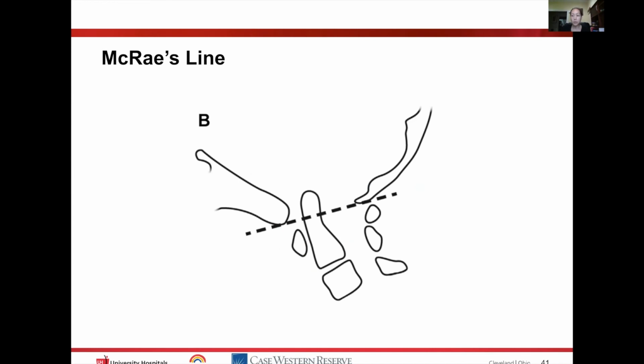So those parameters that we talked about, so McRae's line, if you draw a line at the skull base, the dens should not extend above it. So this is a sort of yes or no, it does or it does not criteria for basilar invagination.